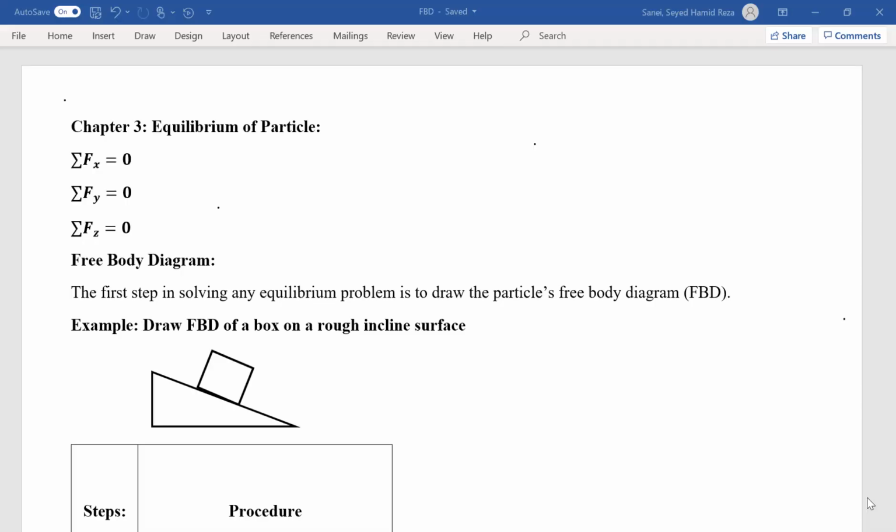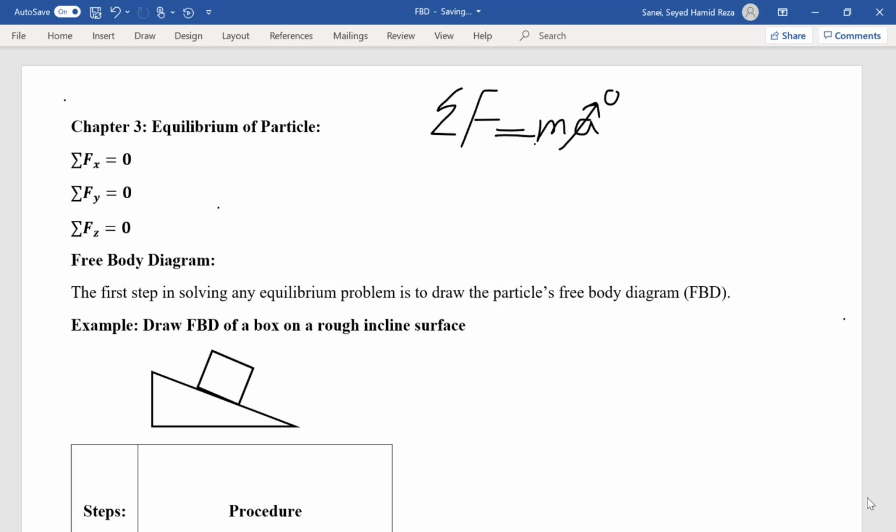Hello everyone, today we are going to start chapter 3, equilibrium of a particle. Whenever we are talking about equilibrium, that means that the summation of forces would be zero. Technically we are using the second law of Newton, which indicates that the summation of forces is equal to mass times acceleration. If there is no acceleration, that means that there is equilibrium, then the summation of forces would be zero.